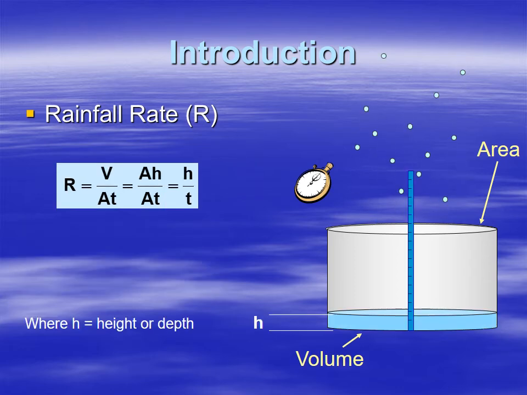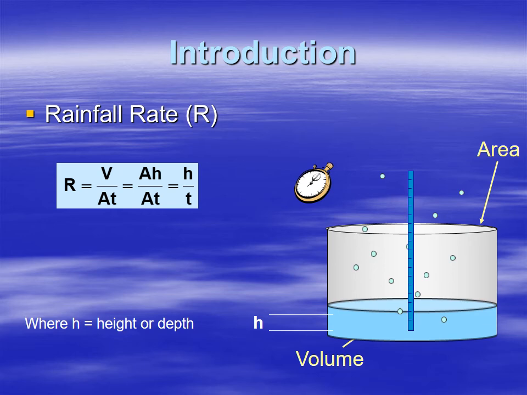And you know that volume divided by area, well, volume is the area times the height. So the areas cancel out and you're left with height over time. The height of what? This would be the height of water in a container. In other words, how fast is that water accumulating in the rain gauge over some period of time? That would be your rainfall rate. So there's the water falling in and the height going up.